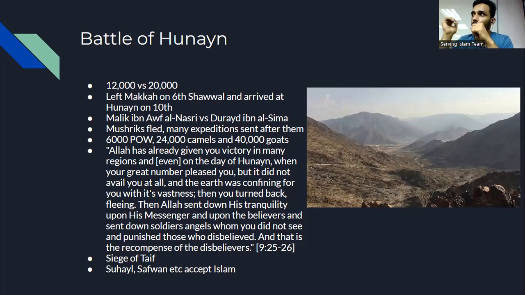Battering rams, catapults. The Muslims learned how to build catapults and battering rams, and this is going to help them in this siege. So now Taif is under siege by the Muslims, and also those turtle shells.